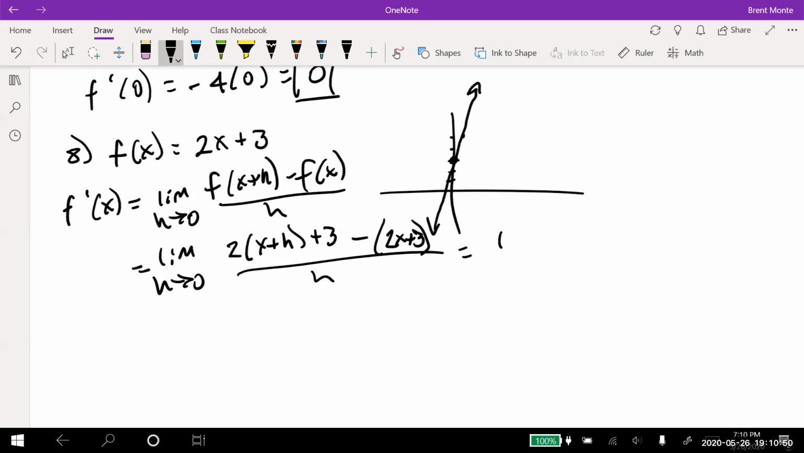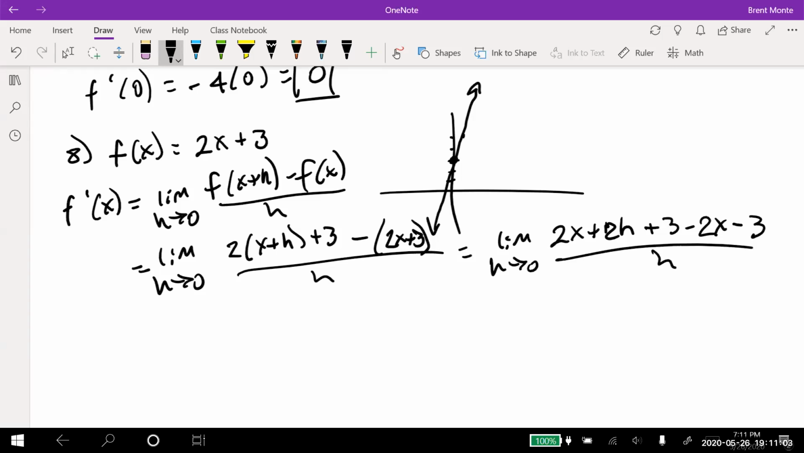Distribute. I get the limit as h goes to 0 of 2x plus 2h plus 3 minus 2x minus 3, all over h. Again, we've done one similar to this in the last section. The 2x and the minus 2x cancel. The 3 and the minus 3 cancel. I just have 2h over h.